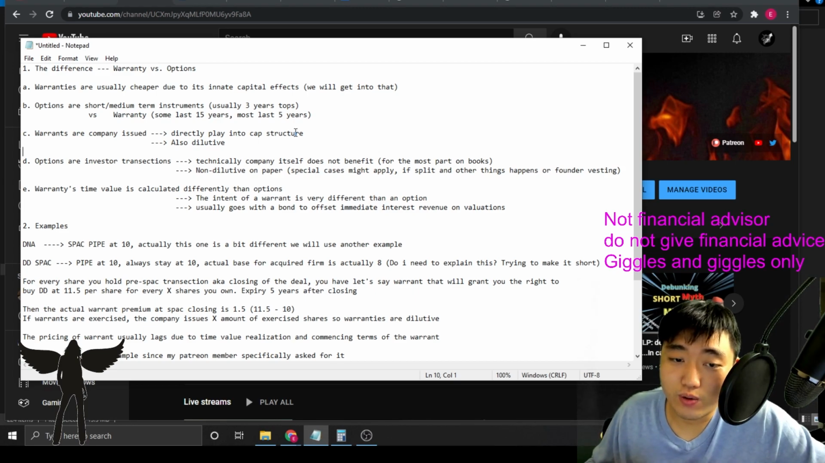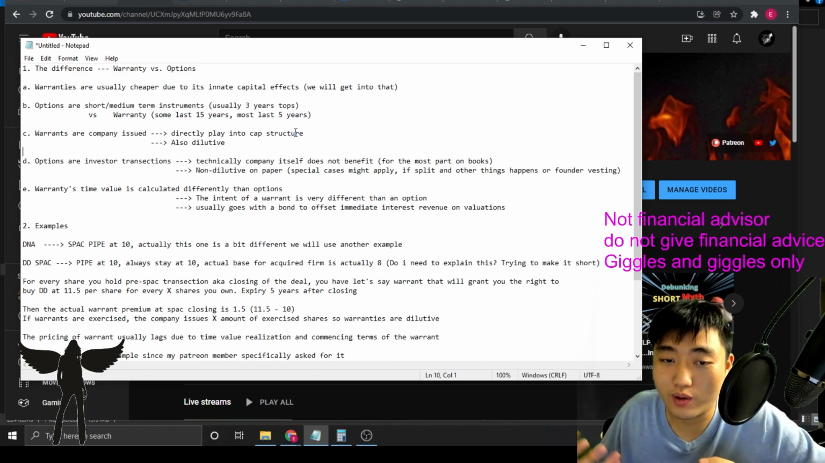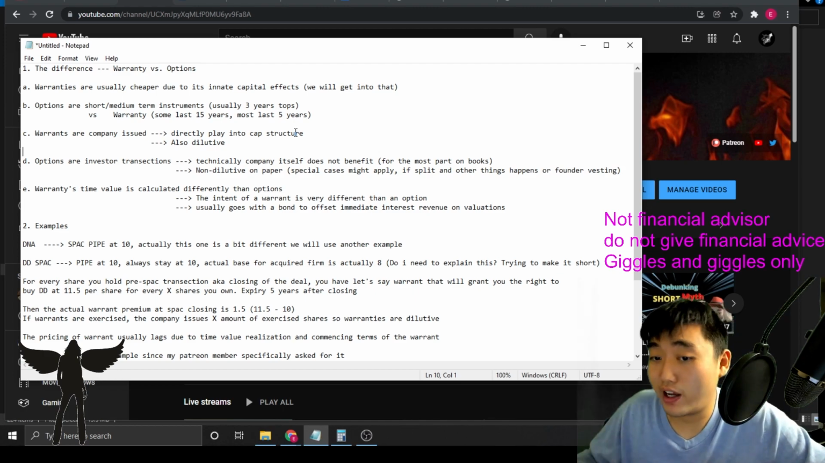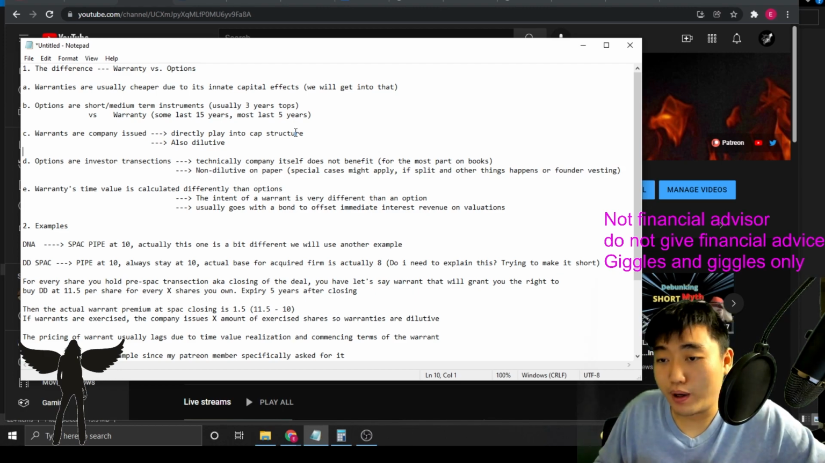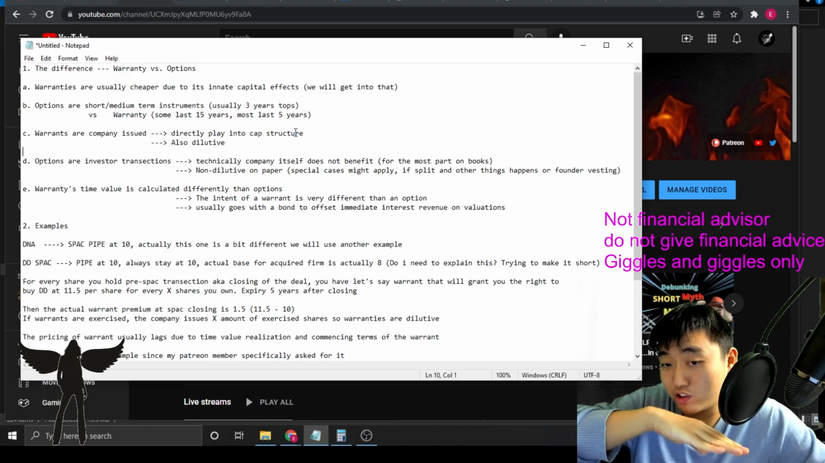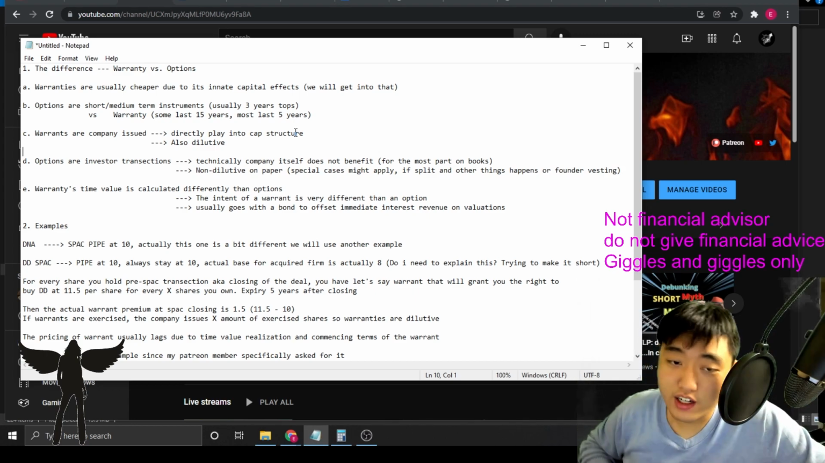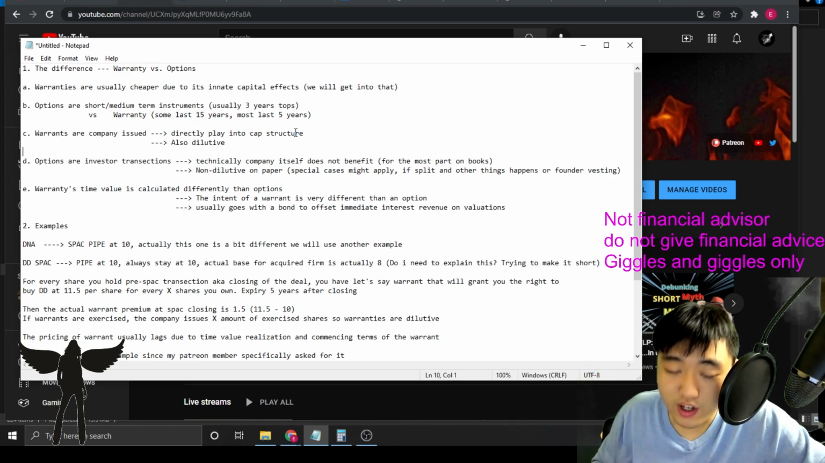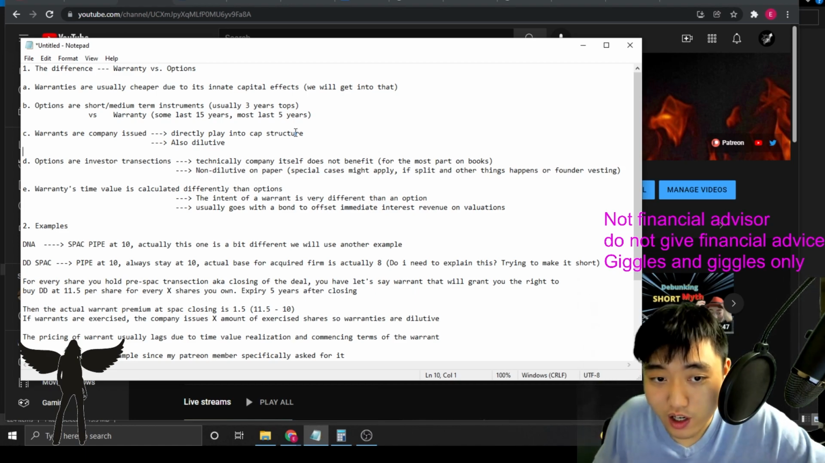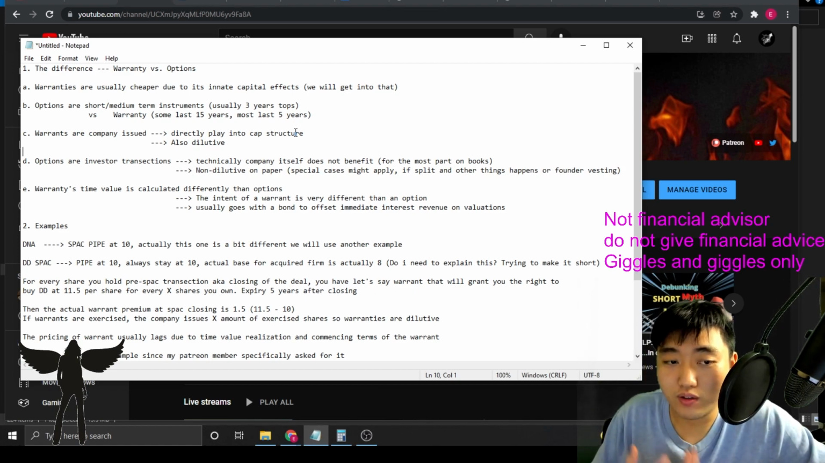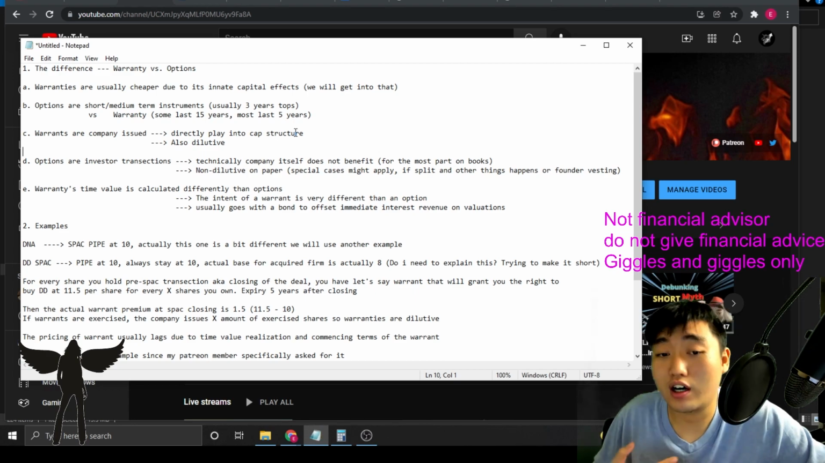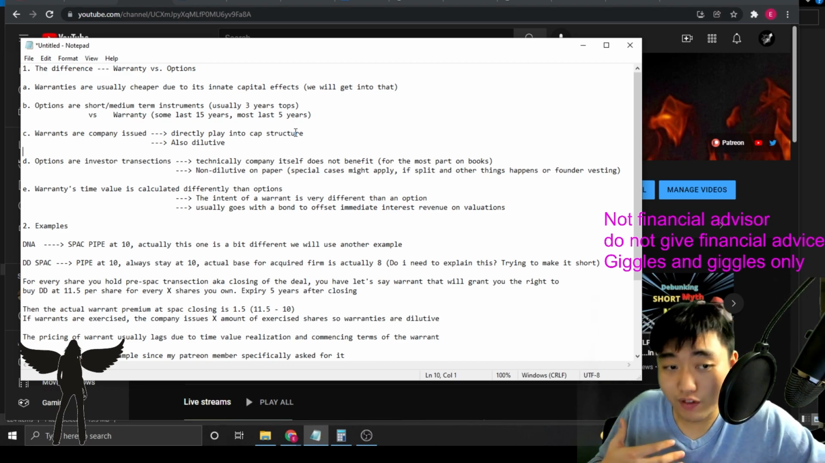Usually in the intent of a warrant, in the EU, people issue bonds with a warrant pegged to the bonds to offset immediate interest revenue on valuations. So then the bond will actually trade on the market in a very smooth curve, right? We typically call it the yield curve. The yield curve will be smoother than before, and also the time value of a warrant is calculated based on maximum efficiency on expiry. So it's on a 5-year basis, some on a 15-year basis.